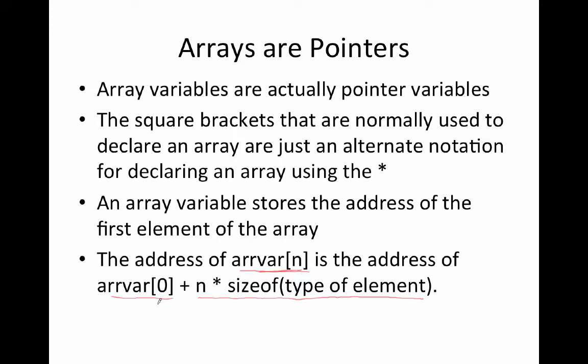So the reason that array indices start at 0 in C is basically to make this math easier to figure out where the address of each individual element in an array actually is. So again, an array variable is a pointer variable. It stores the address of the beginning of the array, variable sub 0.